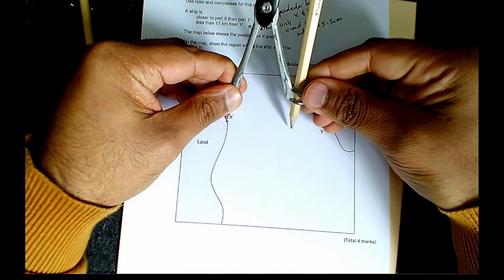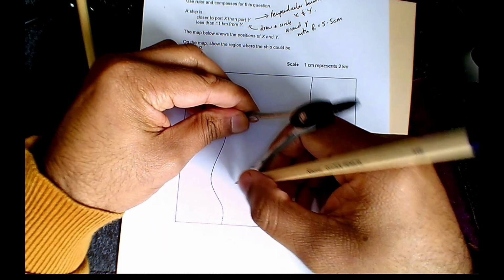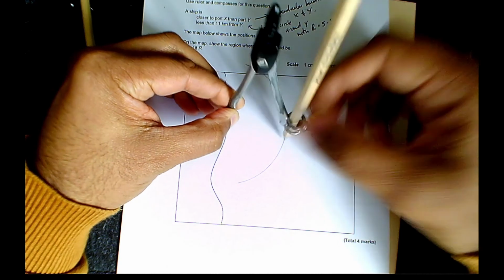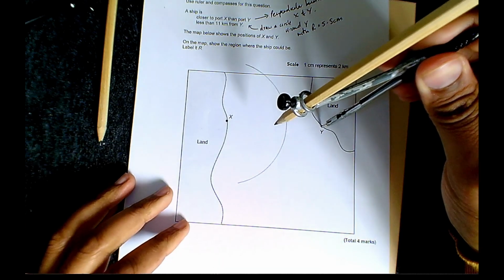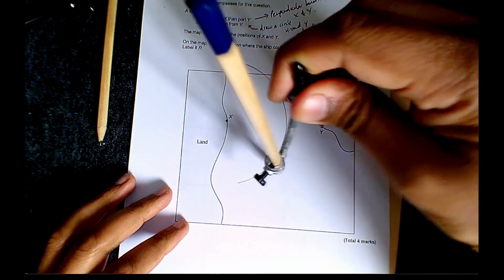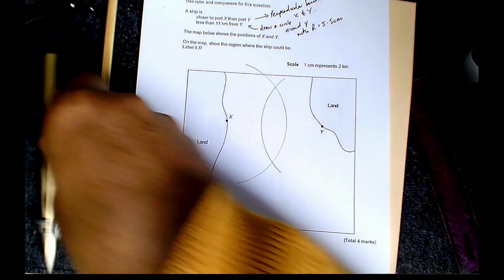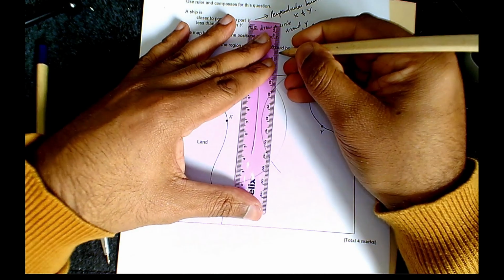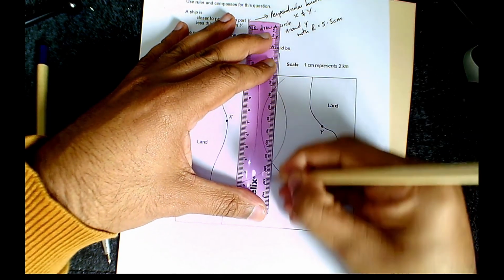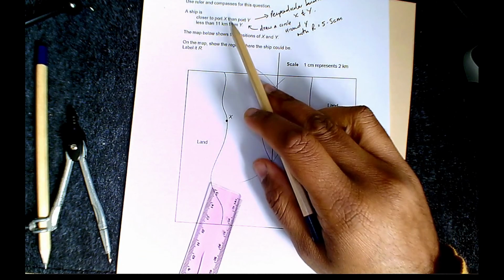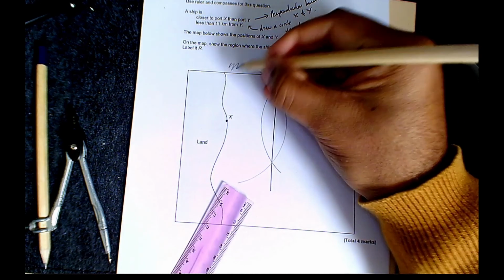So again, set your compass so it's more than halfway, like so, and then do the same from Y without again adjusting the compass. You should end up with something that looks like this. Then with your ruler, draw a straight line. Now it says that it's got to be closer to port X, so I'm looking for this side here.